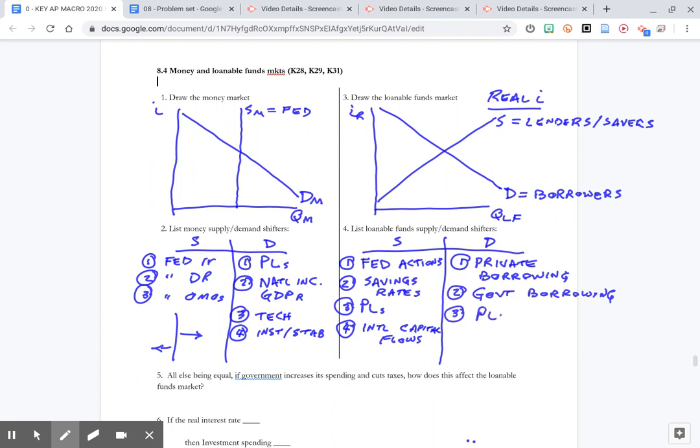And price levels. And this one is a double shifter. Because if there are really high price levels, then that can increase the demand for loanable funds because people need to borrow more in order to finance their transactions.